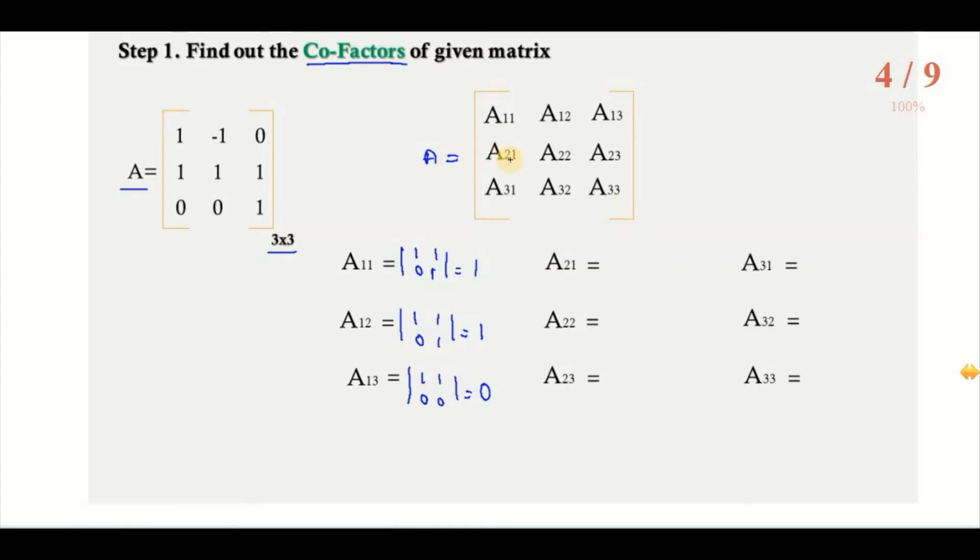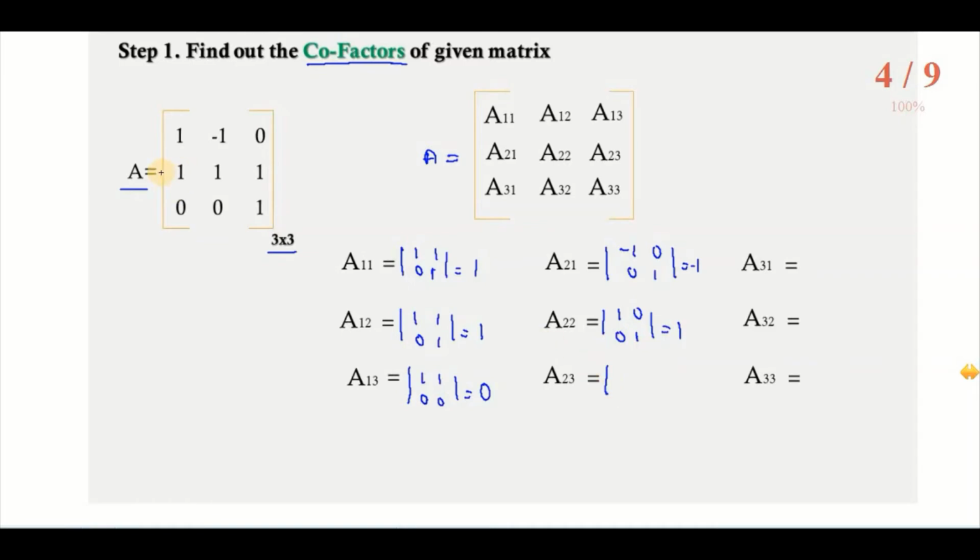Then next is A21, second row, first column. What is remaining? Minus 1 0 0 1. So minus 1 into 1 we are getting minus 1, and 0 into 0 is 0. That is minus 1 we are getting. Then A22, second row, second column. That is remaining 1 0 0 1. So we are getting a value as 1.